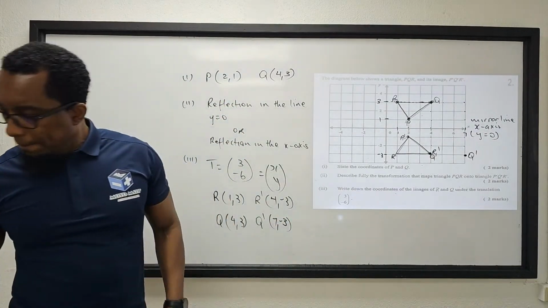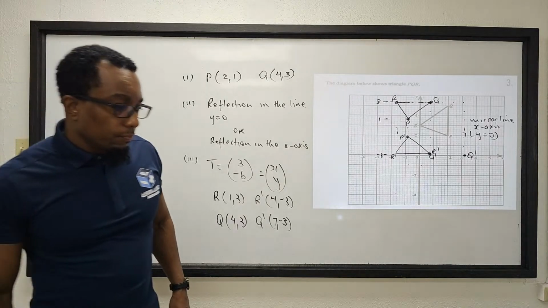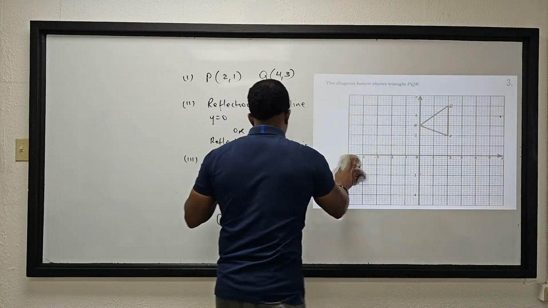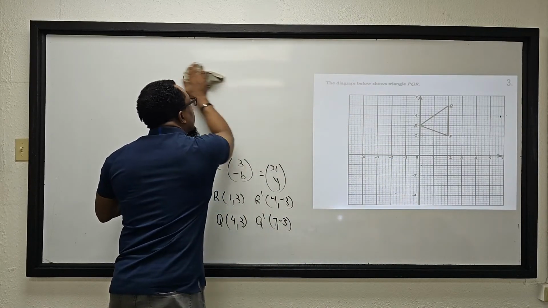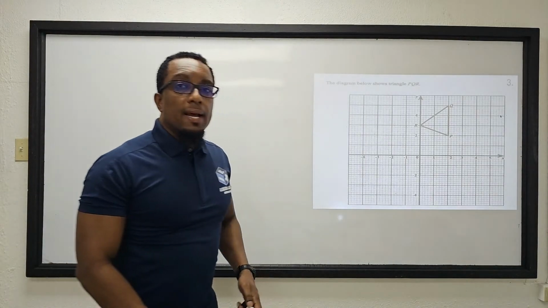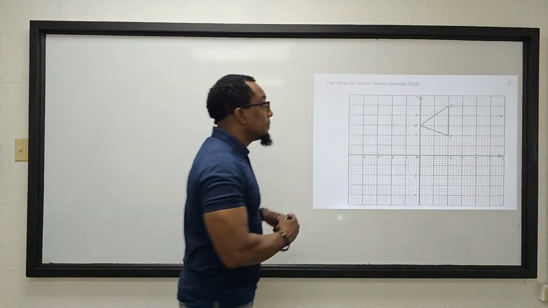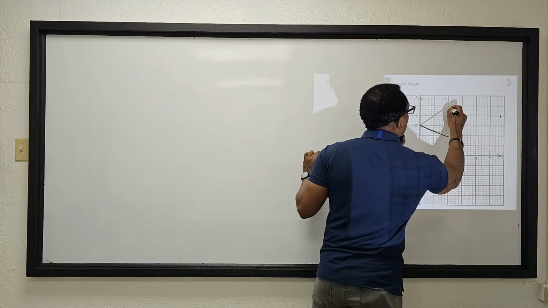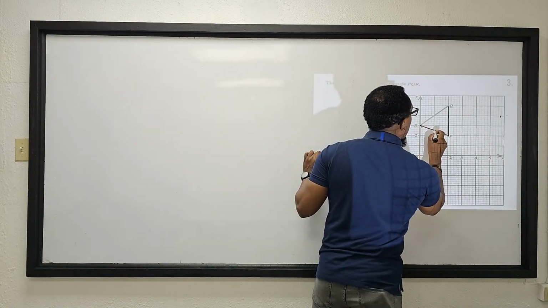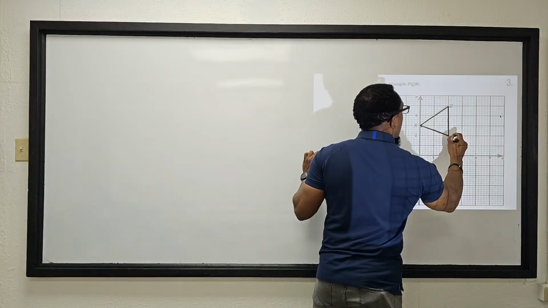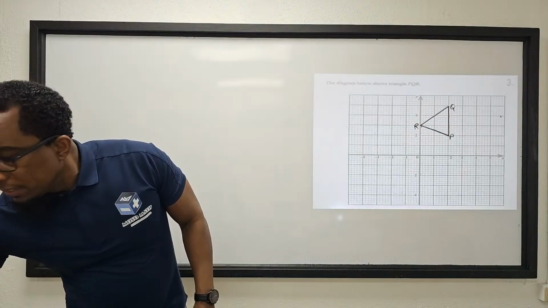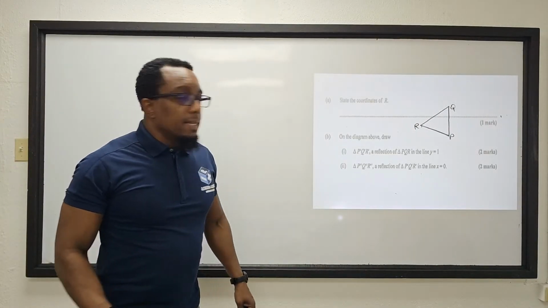Alright, let's take the next question. So we have here, so the diagram below shows a triangle PQR. So we have that triangle PQR and highlighted. So we have P, we have Q, and we have R. So we have that triangle PQR, and they want us to state the coordinates of R.